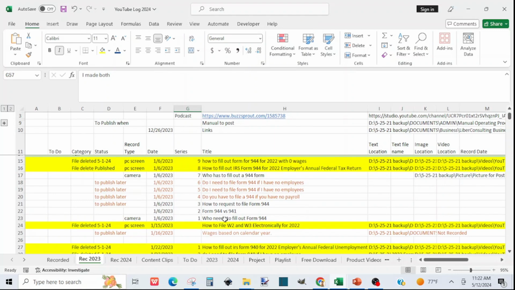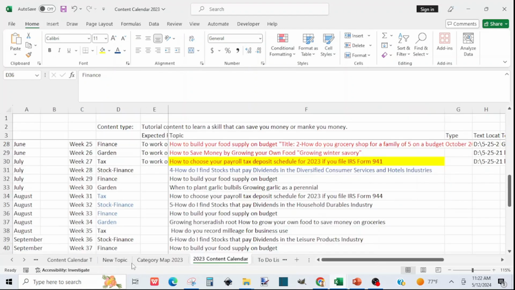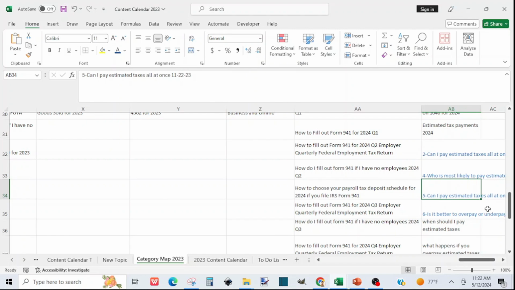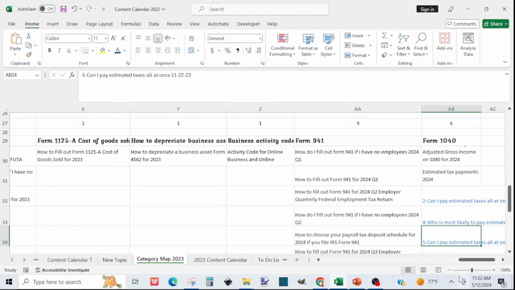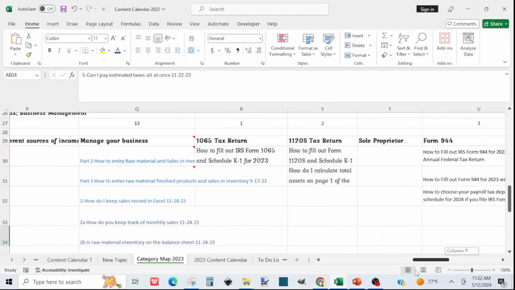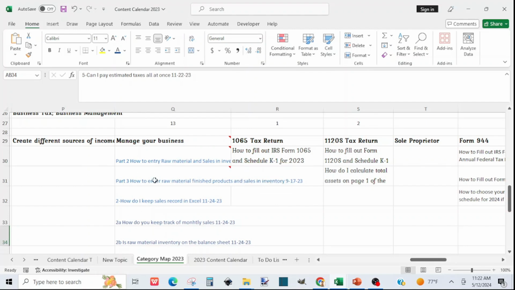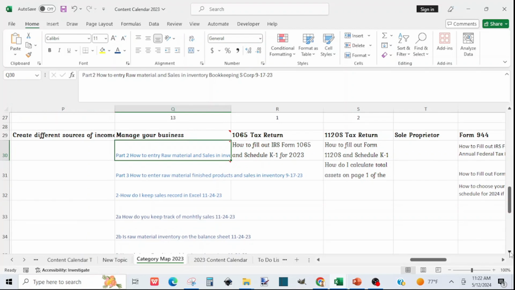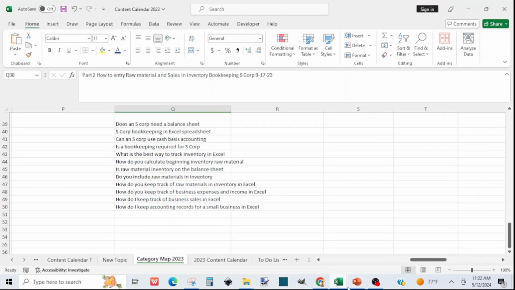I need to look for it, and that's why having a content calendar to have the information in is helpful, because if I go back to the content calendar that I was designing in 2023 for 2024 under business management, I do have those that I can work with. Yeah, raw materials, I can work with them. And I have plenty that I didn't publish.